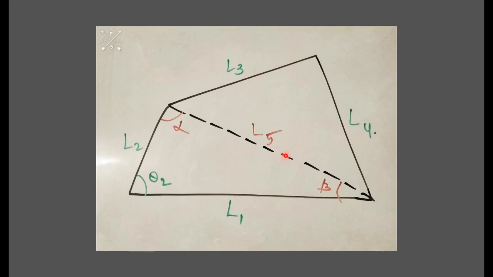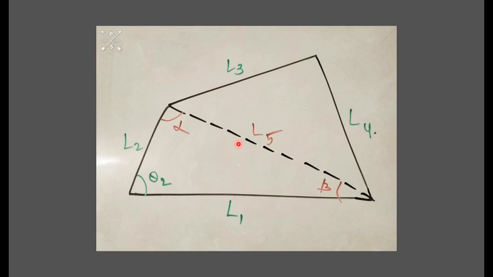Then the sine rule. What is the sine rule? If A, B, C are the 3 sides of a triangle, then A by sine alpha equals B by sine beta equals C by sine gamma, where alpha is the opposite angle to A, similarly beta is the opposite angle to B, and so on.